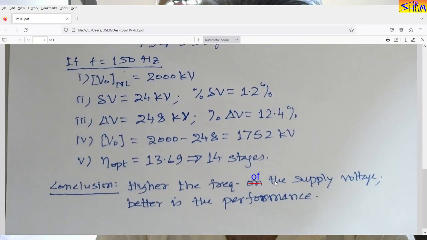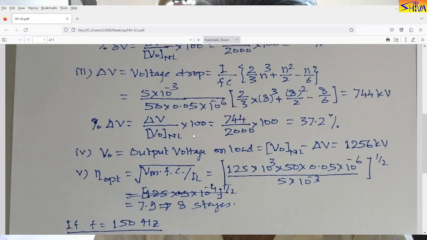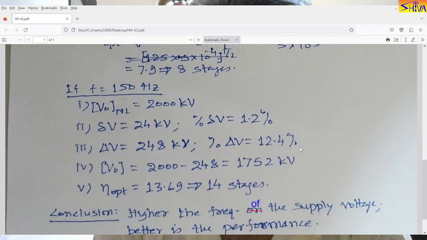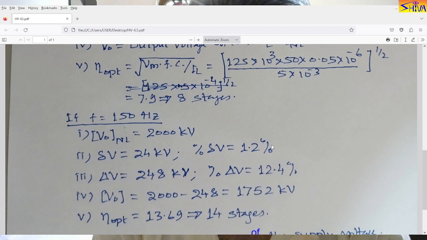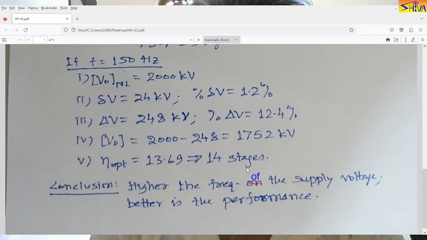So here we can observe, the higher the frequency of the supply voltage, the better is the performance. You can see here, when frequency is increased by 3 times, the voltage drop has reduced by 3 times. So in place of 744, it is only 248 kV. And output voltage has increased to 1752 kV. So we can conclude that if the supply frequency of the input transformer of the Cockcroft Walton voltage multiplier circuit is high, the performance will be better.